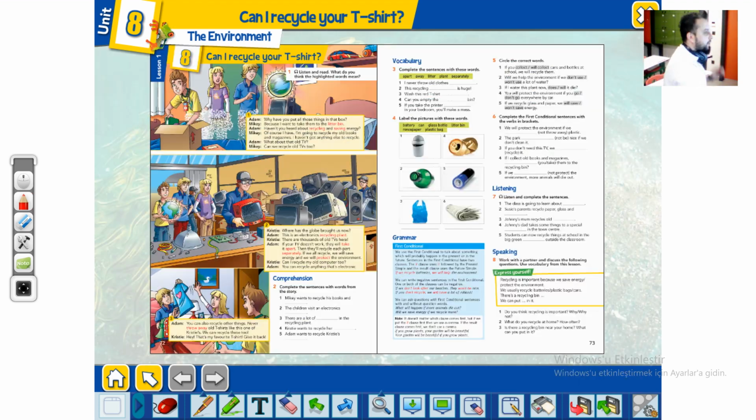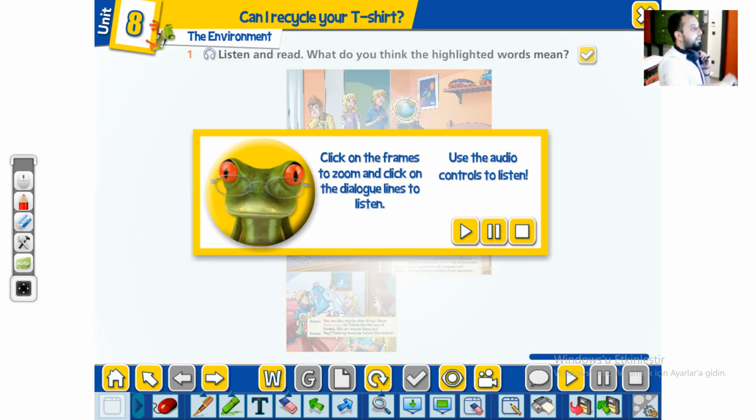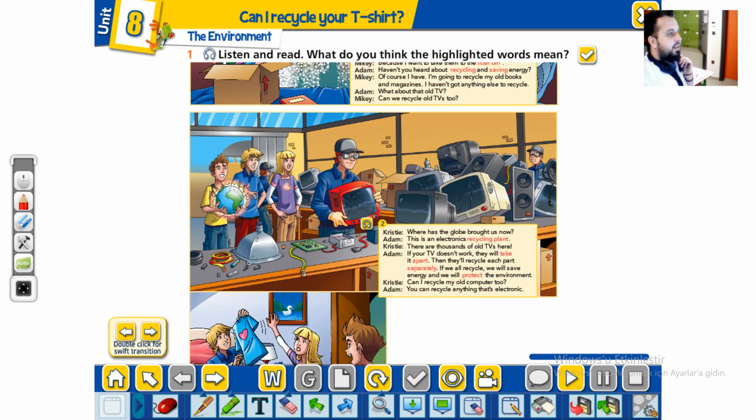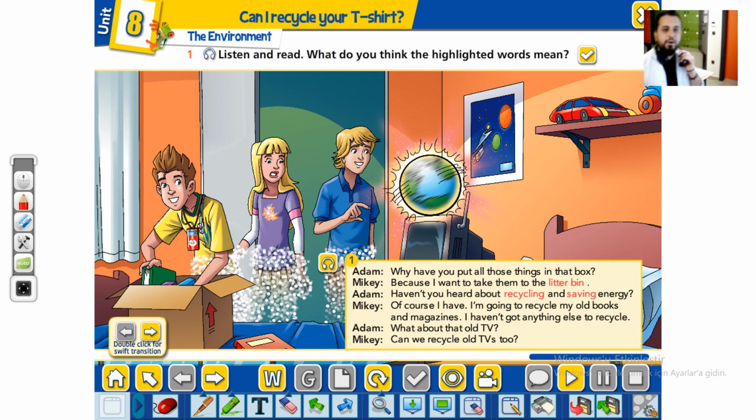Okay, we have watched their video and we have learned that they learn about recycling. And now we are going to learn about recycling. What is recycle? What's environment? Now we are going to focus on listening. We are going to learn what the unknown and highlighted words mean. Let's begin.